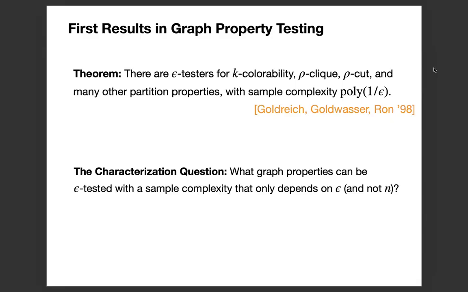That motivated this characterization question, which was the big area of research in graph property testing in the early 2000s: what graph properties can be epsilon tested with a sample complexity that only depends on epsilon, something that doesn't depend on n? In other words, if it just depends on epsilon, then it doesn't matter how big your graph is. Your graph could have a trillion vertices, and you can still just sample some small number of vertices.